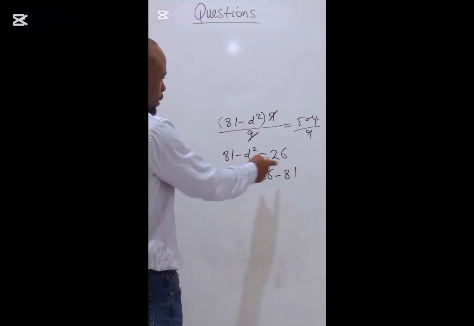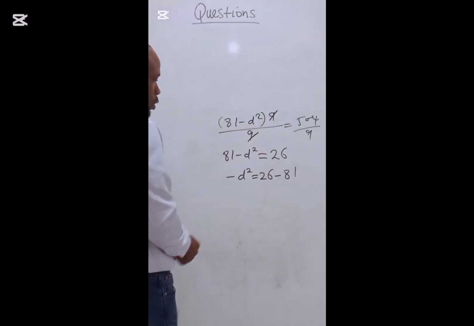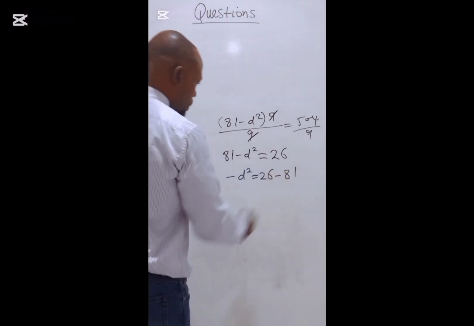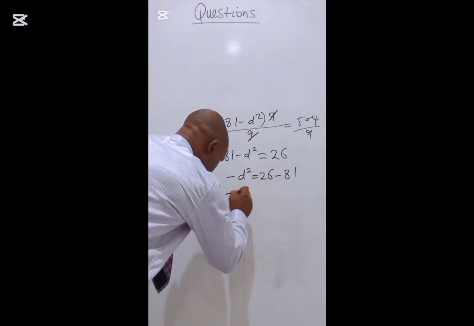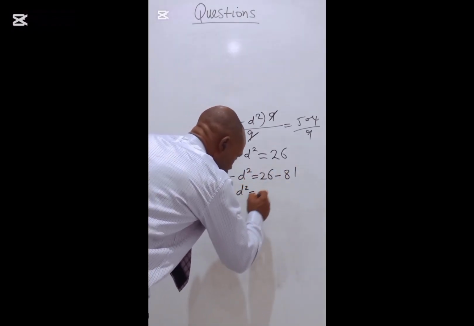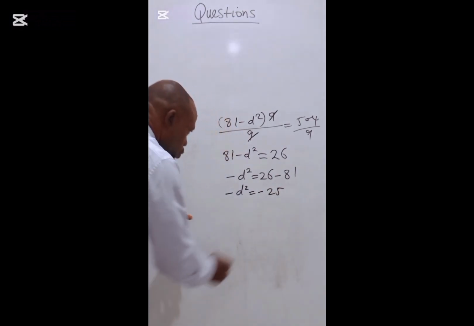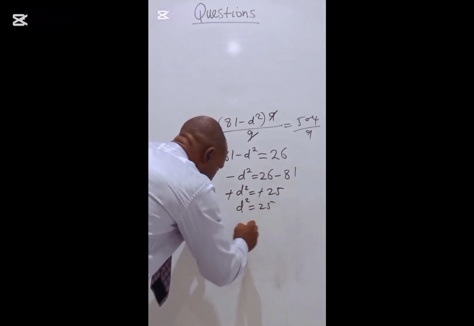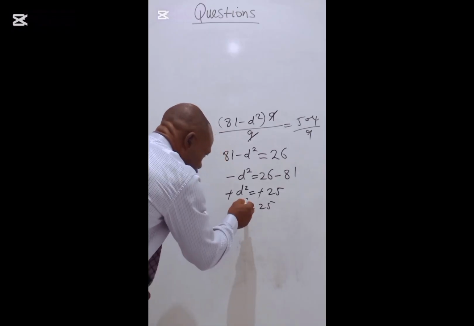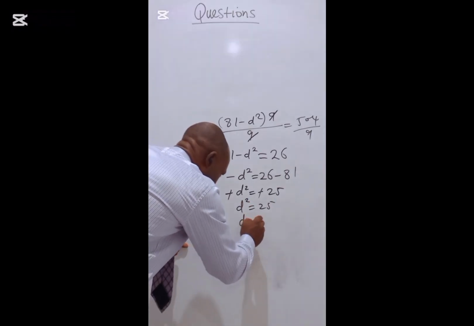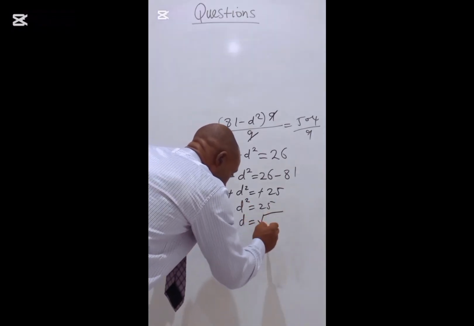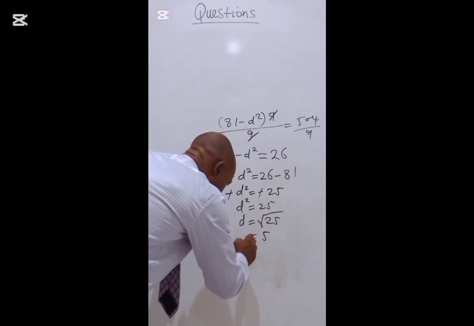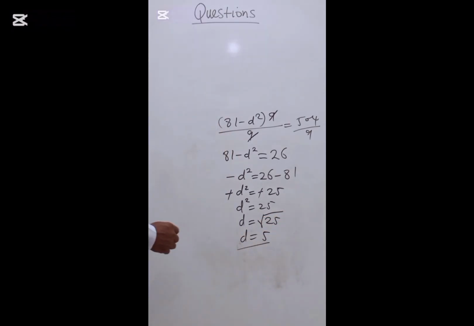If we subtract 81 from both sides, 81 minus 81 is 0. Minus D squared therefore is equal to 56 minus 81. This is the same thing as minus D squared is equal to minus 25. So we cancel out the minus, and D squared is equal to 25. Therefore, to eliminate this square, we square root both sides. D therefore is equal to the square root of 25, which is equal to 5. Therefore the value of D is 5.